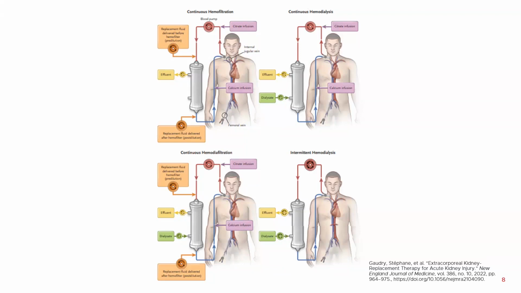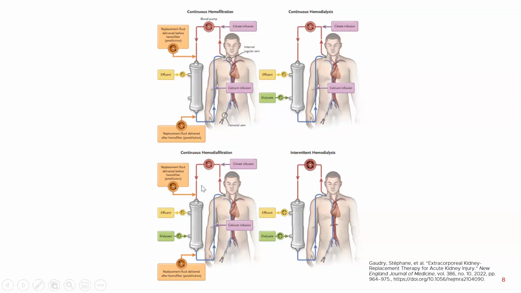and the solutes are really driven out through the effluent port by the pressure gradient. In the top right corner of the screen is continuous hemodialysis, or CVVHD, and this is similar to intermittent hemodialysis, but it is running continuously over ideally 24 hours. The dialysate solution runs in the opposite direction of the blood flow, and the effluent consists of both the spent dialysate solution in addition to the volume of the ultrafiltrate.